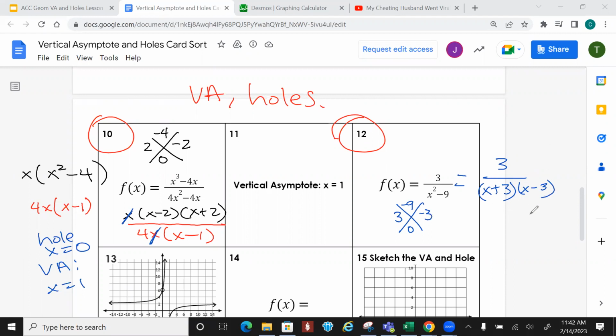Can I cancel anything else? So there are no holes. So you're just going to put none. For the vertical asymptote, we're going to have at x equals 3 and negative 3. Why did I do both? Well, because both are left over in the denominator.